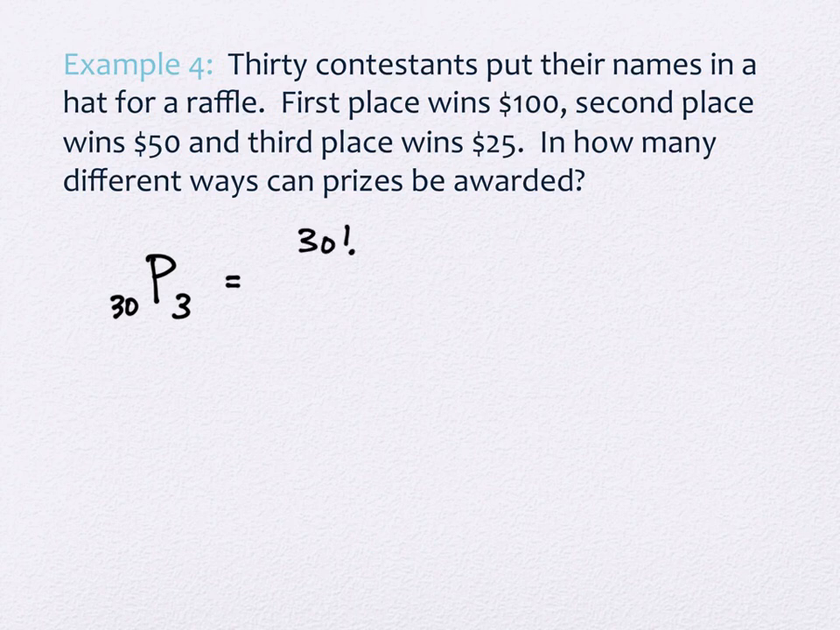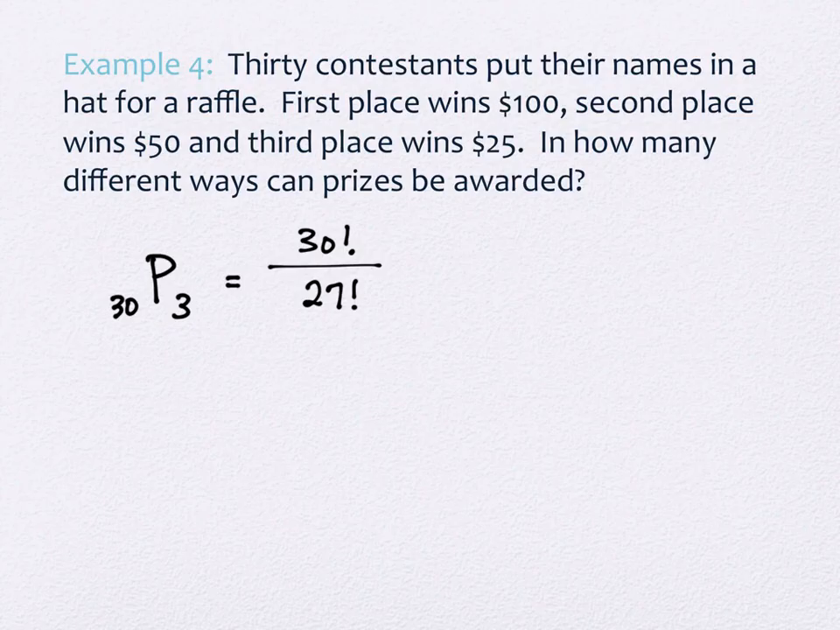So it's 30 factorial on top, okay? And then on bottom, you can think of it in terms of a formula. It's 30 minus 3, that's fine. 30 minus 3 is 27. Or you can think of it in terms of a concept. It's the things that are not chosen. Well, I don't choose 27 names. There are 27 names left in the hat, basket, whatever.